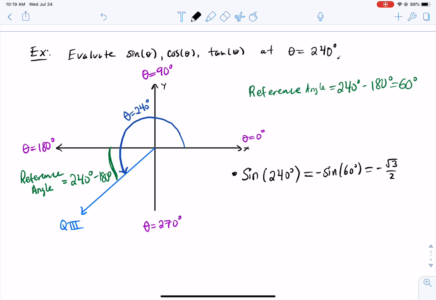So what about cosine of 240 degrees? Will that be positive or negative? Negative. So negative cosine of the reference angle. And cosine of 60 degrees will be 1/2, so with a negative, negative 1/2. And tangent is just a ratio between the two of them, sine over cosine. What is that going to be? Just the square root of 3. So it's almost the same as the other one, except the signs change.